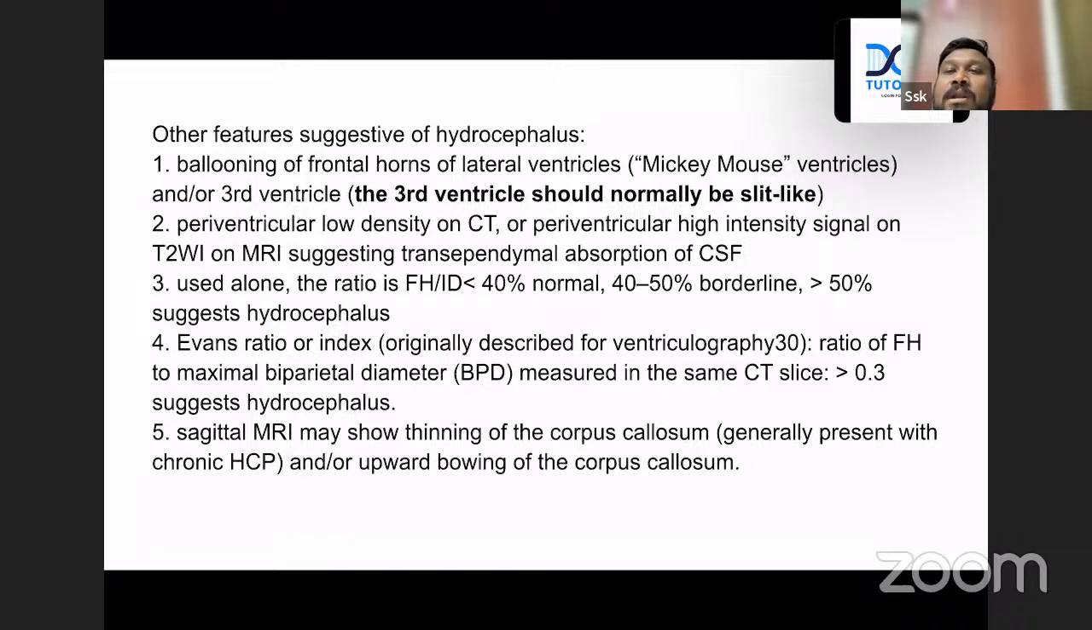If used alone, the frontal horn internal diameter ratio of less than 40% is normal. More than 50%, that is 0.5, is suggestive of hydrocephalus. And Evans ratio, I already told you, should be more than 0.3. Evans ratio is a very important MCQ. It is the ratio of the frontal horn and the maximal biparietal diameter. If that ratio is more than 0.3, and a sagittal MRI shows thinning of the corpus callosum or an upward bowing of the corpus callosum, all these are features suggestive of hydrocephalus.